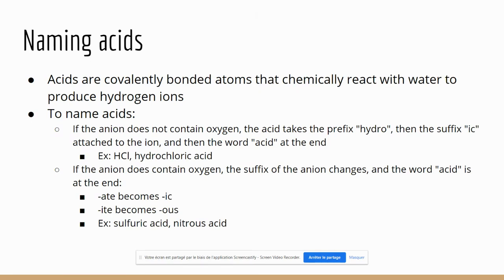All right, so acids, they are not type 1, they are not type 2, they are not type 3. And that's because they're sort of that gray area between covalent and ionic. So acids are covalently bonded until you put them in water. Once they react with water, they become ionic. To name an acid, there are three main types of acids.